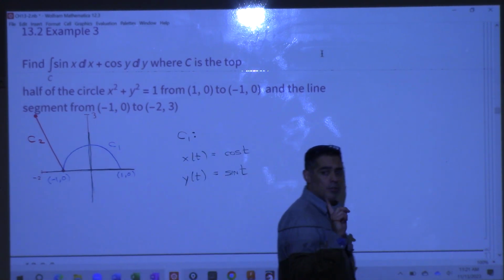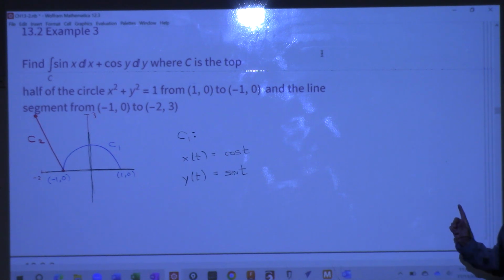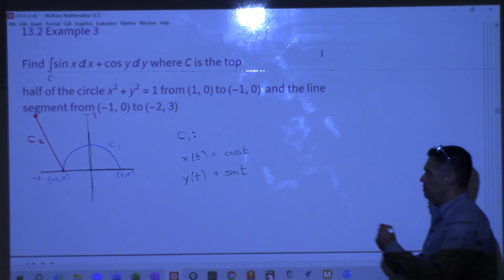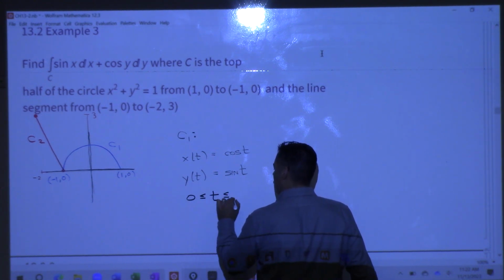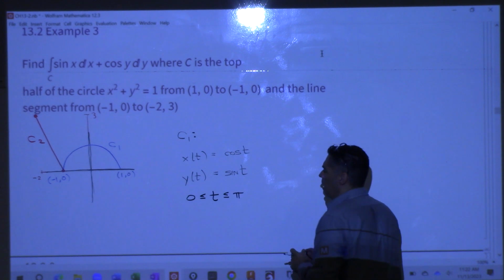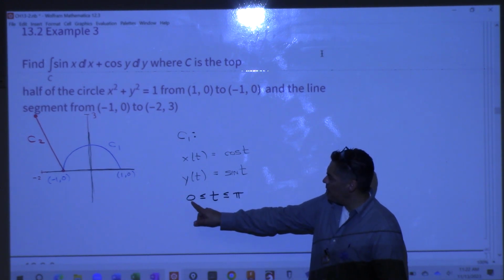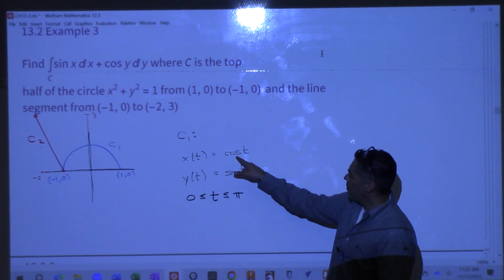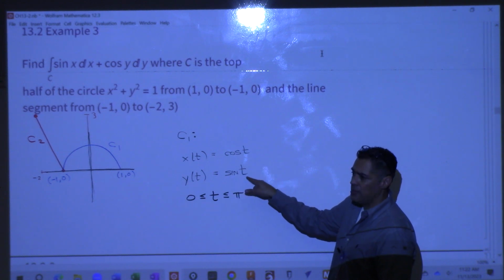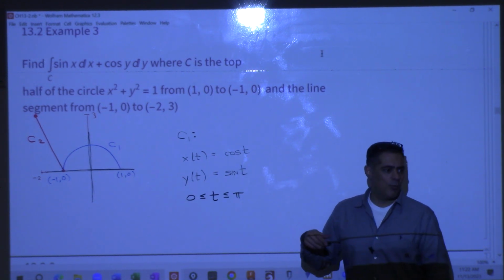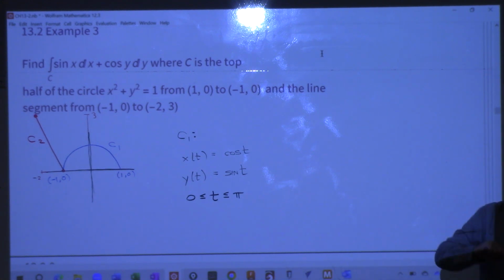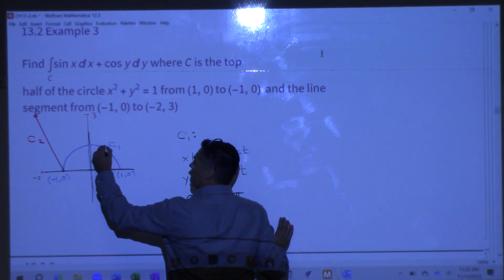Do y'all agree that this will draw the unit circle? We need limits on t, don't we? Where does t start? 0. Where does it stop? Pi, right? If I let t be 0, cosine of 0 is 1 and sine of 0 is 0, so I'll be at (1, 0). When I get to pi, cosine of pi is -1, sine of pi is 0. So that does draw it in this direction.